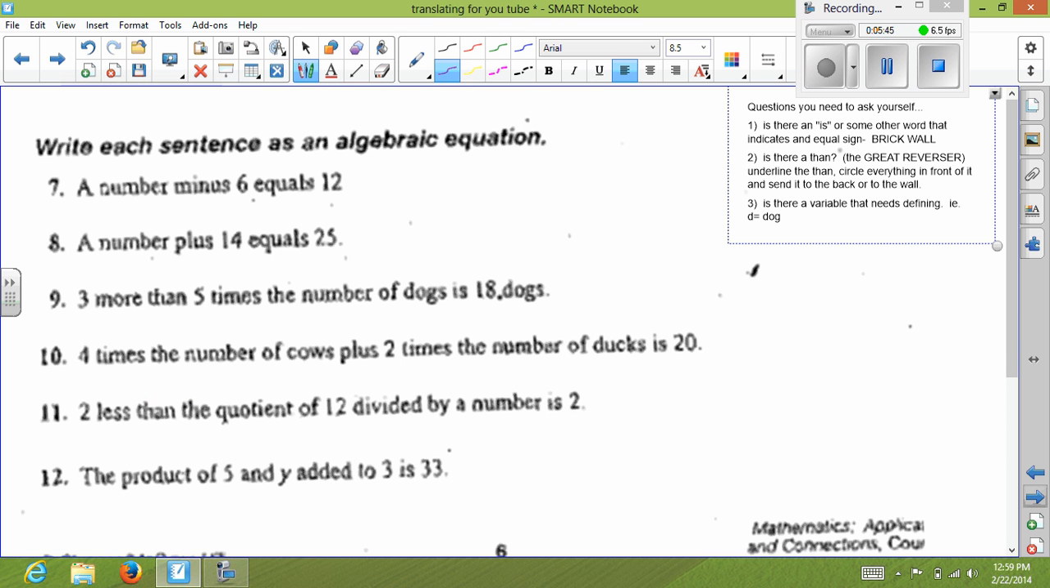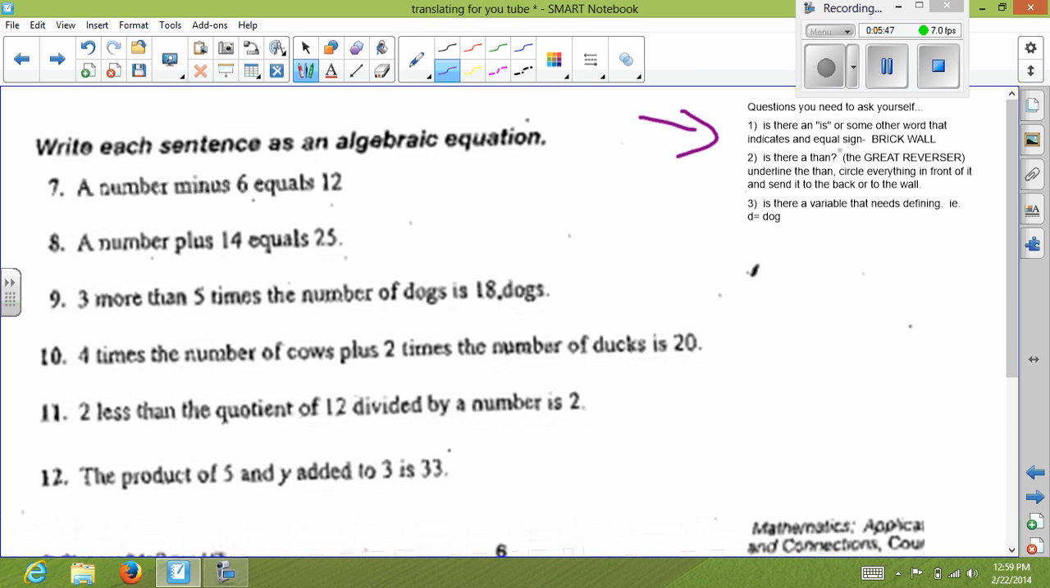Next slide. Here are your questions up here. Remember, you always need to ask these questions before you start these. So is there an is or some other word that indicates an equal sign? Yes, there is. So I'm going to draw my brick wall right there. That's my equal sign. Is there a then? No. Is there something that needs defining? Yes. So n equals number. So going from left to right, a number minus 6 equals 12.